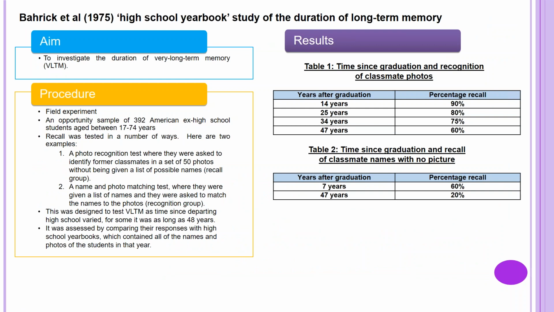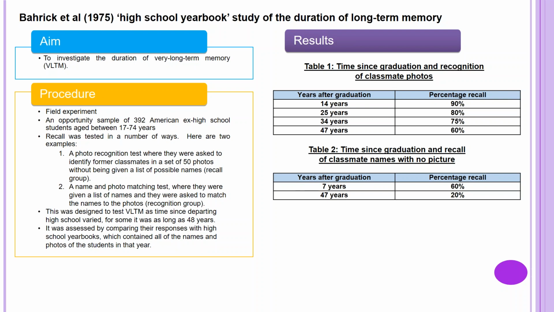Bahrick et al. in 1975 looked at their high school yearbook study on the duration of long-term memory. The aim: to investigate the duration of very long-term memory, VLTM. The procedure: a field experiment. An opportunity sample of 392 American ex-high school students aged between 17 and 74. Recall was tested in a number of ways.